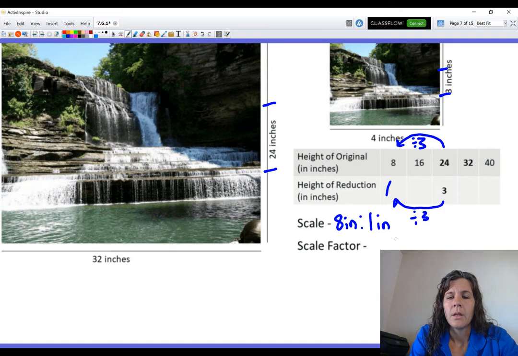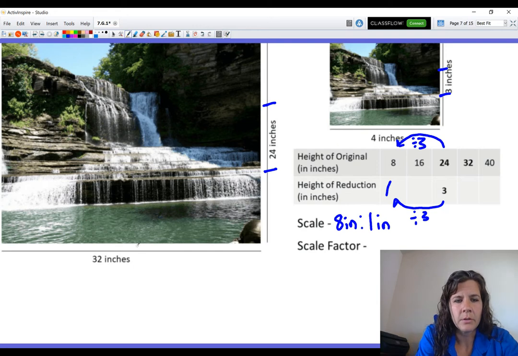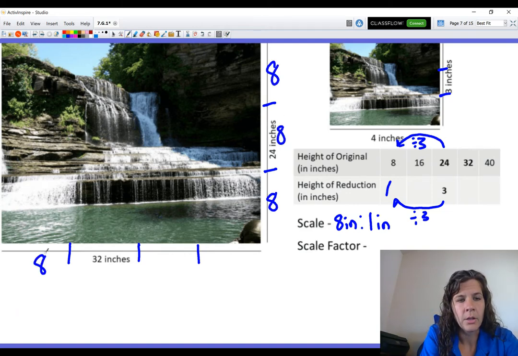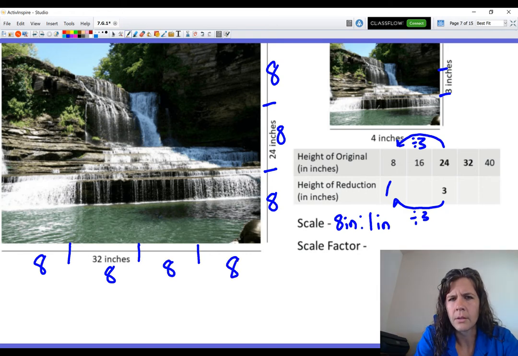Okay. Let's finish filling in the ratio table. So if I have 18 inches here, this is going to be, I've said that each of these pieces, I'm going to have to take 8 of these inches and squish them down into 1 inch over here. So I've got 8, 8, 8, 8, 8, 8, and 8. Let's erase some of this extra.